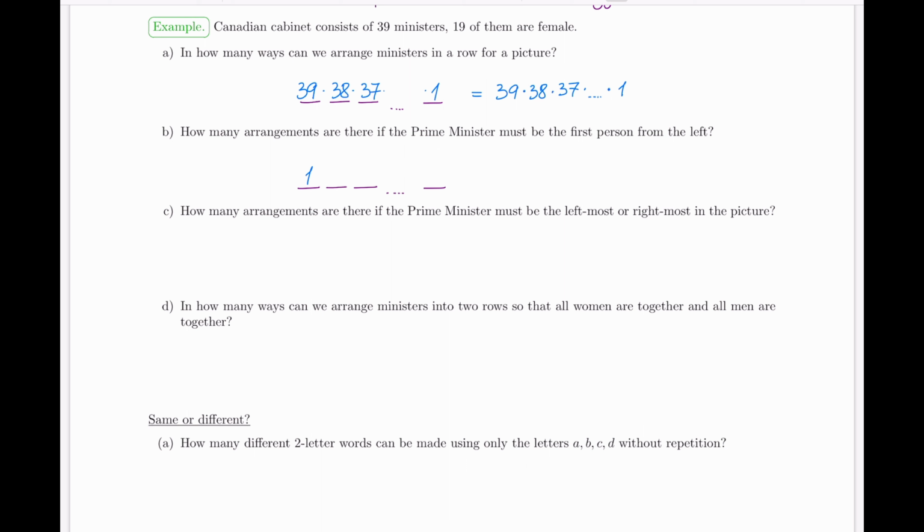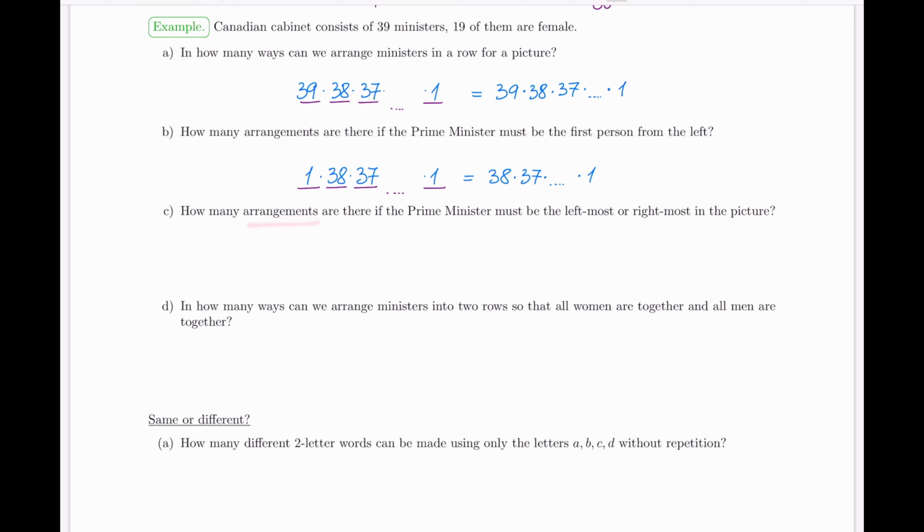Well, I have no restrictions who can go next to the Prime Minister, so all of the still available people are in fact available for the picking. There were 39 to begin with, 1 got placed here, so I have 38 options for the next spot. And continuing in a similar fashion, 37, 36, and so on, all the way down to the last spot, which will only have 1 option at the end as well. And again, multiplying all of them together, I'll have 38 times 37 all the way down to 1. If you compute these numbers, you will notice that this number is less than this one. There are fewer arrangements with more restrictions than there are total arrangements overall.